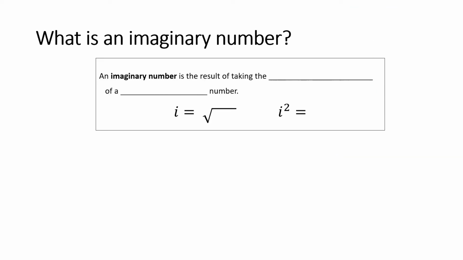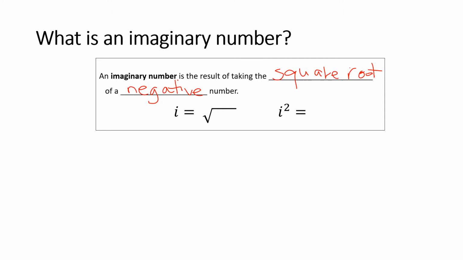Without further ado, what is an imaginary number? An imaginary number is just the result of taking the square root of a negative number. So we've been taking square roots for quite some time. You learned how to take the square root of a number way back when you were in middle school. What we are going to add to that now is just taking the square root of a negative number.